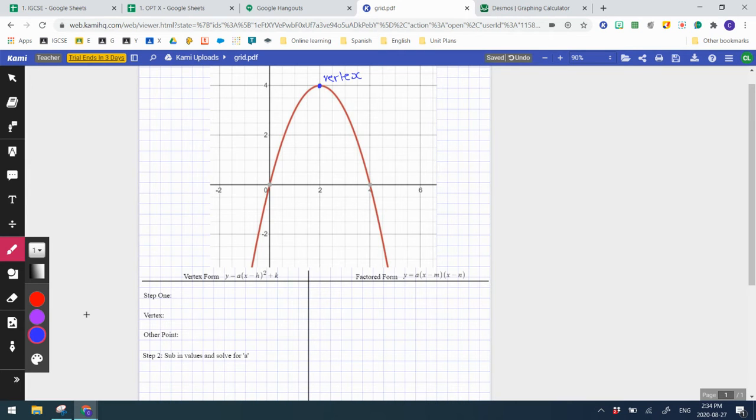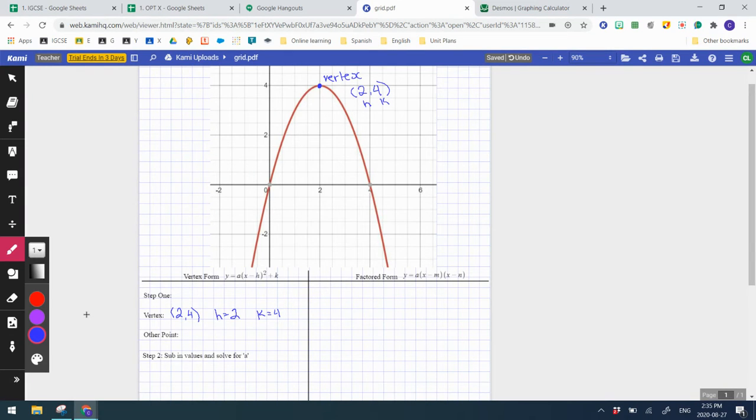Specifically, it is 2, 4. So remember, in our vertex equation, this is your h value, and this is your k value. So our vertex is x is 2, y is 4, which tells us that h is 2 and k is 4. So now I need some other point on the graph.